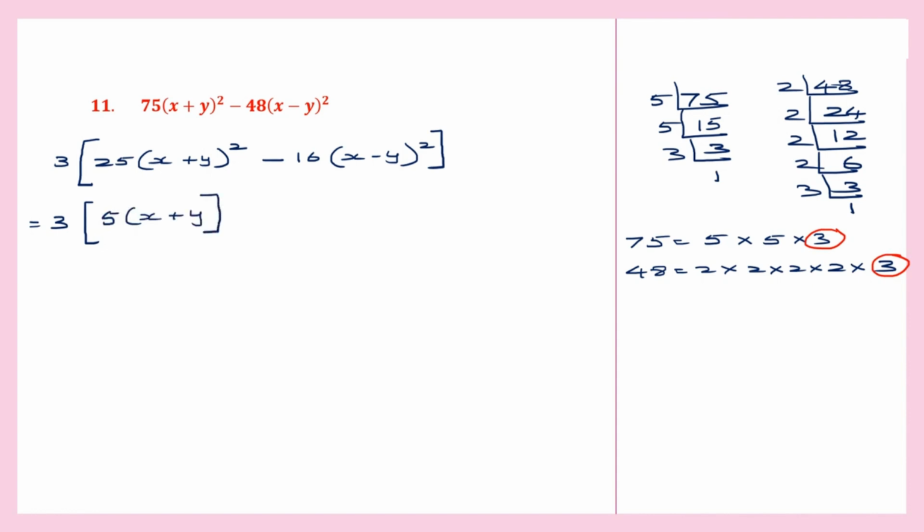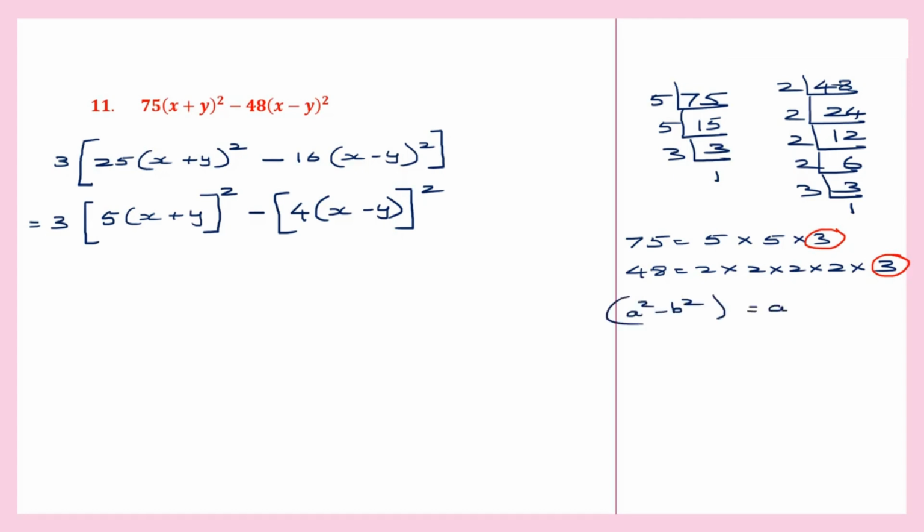So this becomes the whole square minus, similarly 16, I can write the square root and that is 4. 4 fours are 16. So 4 into x minus y the whole square. So now this is in the form of a square minus b square. So let's write that. So a square minus b square, and what is the formula?